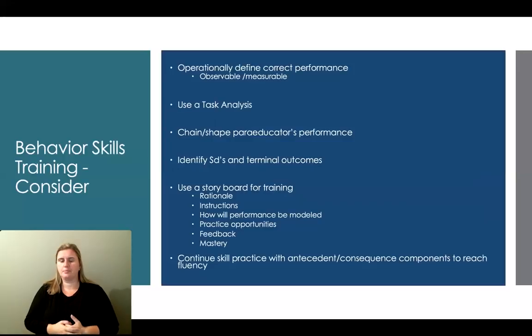Now, when using behavioral skills training as a training strategy, we have to consider, number one, what is the specific target behavior to provide training to our paraeducators. So we have to operationally define what correct performance looks like in observable and measurable terms, so we can actually keep data on it. In order to do that, we can use a task analysis, which clearly specifies and sequences procedures that are to be trained, chain and shape paraeducators' performance as it is observed through the use of feedback, and perhaps other means of positive reinforcement.